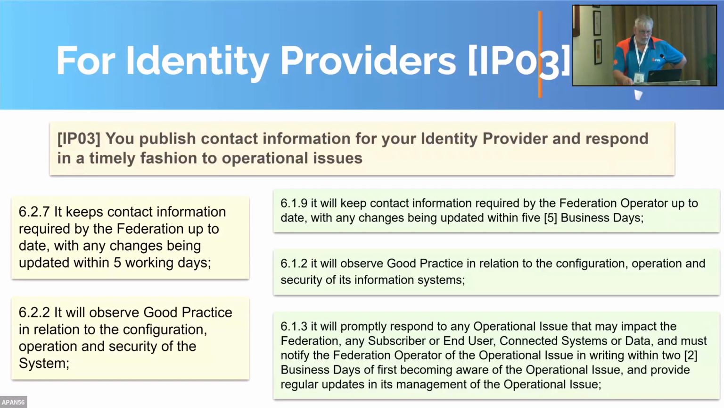And this one is saying it will promptly respond to any operational issues that may impact the Federation, any subscriber or end user, connected system or data, and must notify the Federation operator of operational issues in writing within 2 business days of first becoming aware of the operational issue, and provide regular updates in its management of the operational issues. So that's just really formalizing that you should be telling us that bad stuff's happening.